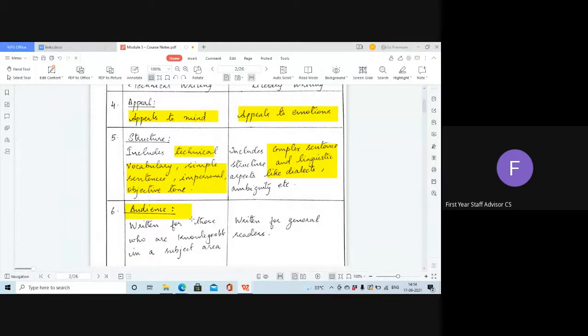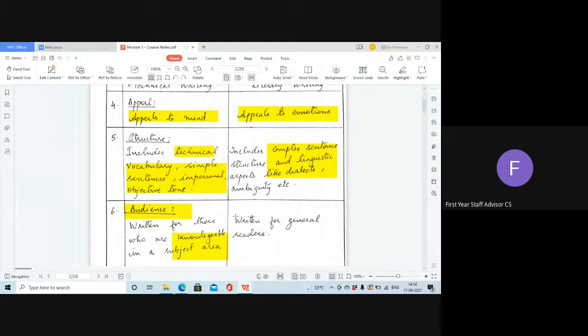Who are going to be the audience of these writing styles? Technical writing is written for those who are knowledgeable in a particular subject area. So we read a book on the working of a computer. Only if we can understand what it is, or if we are interested in reading, or if we want to know more or gather knowledge about it, we go for such technical readings.